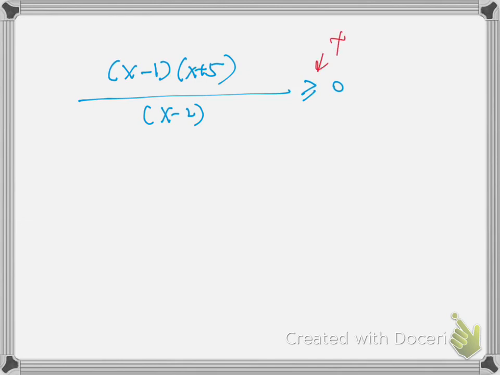We want positive sign. So we got x1 is 1, so that is equal to 0. X plus 5 is 0, so x2 is negative 5. X minus 2 is 0, we got x3 is 2. Okay, so now for the numerator, we use triangle.